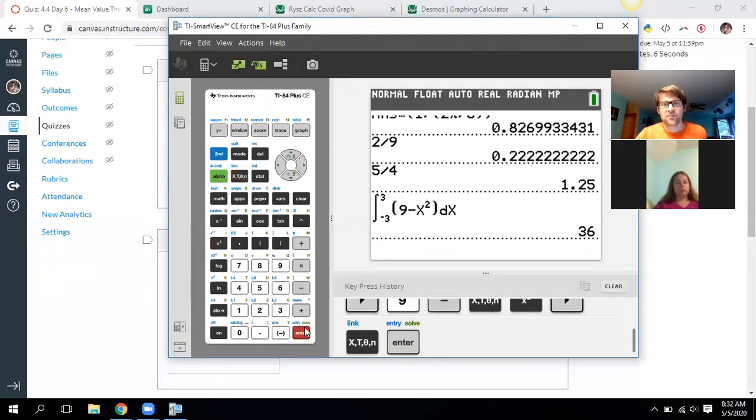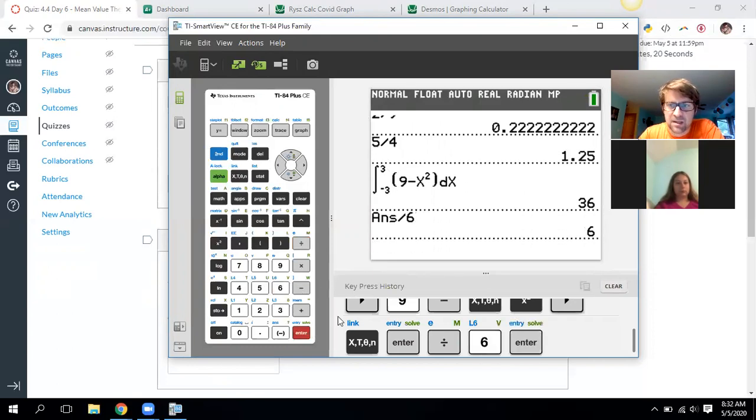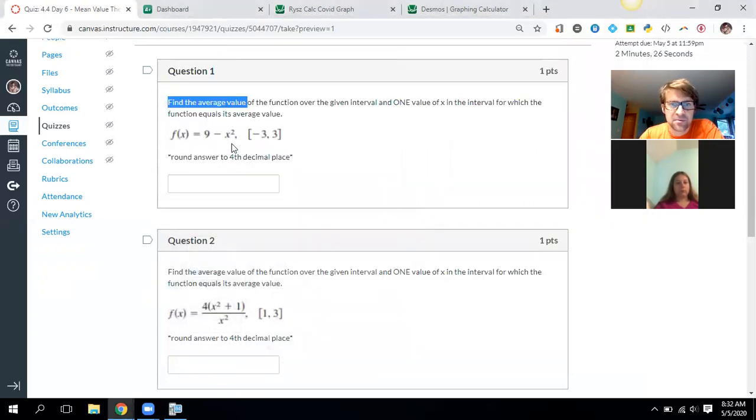The total value from -3 to 3 is 36. Then we divide that number by the range from -3 to 3, which is 6. So the average value is 6. That's what we typed in last time, but this is not what we're going to do today. Today we go back and ask: when does the function equal that average value?